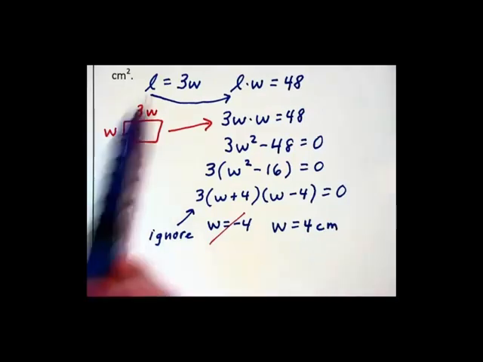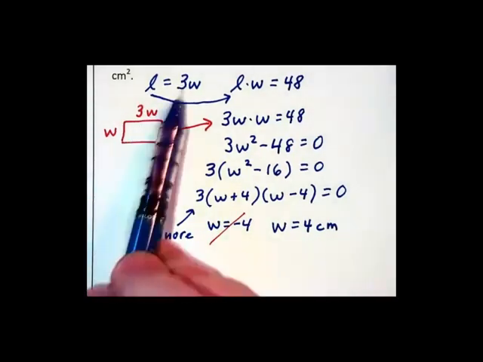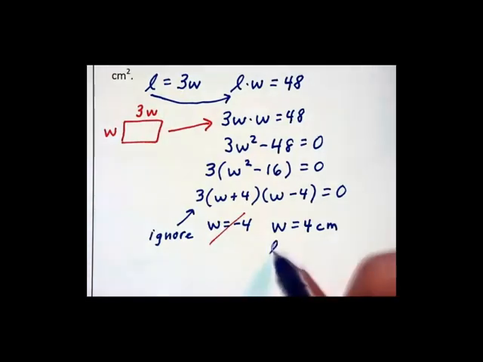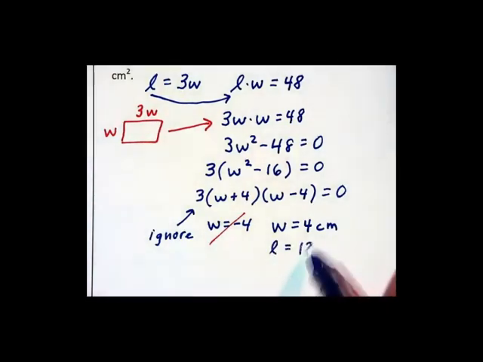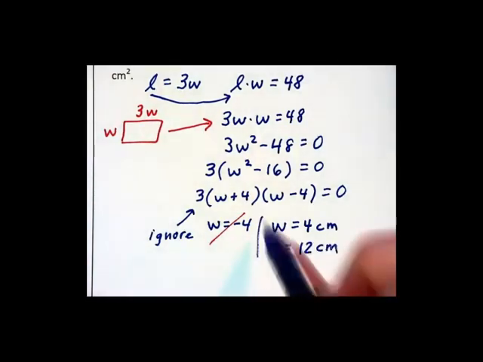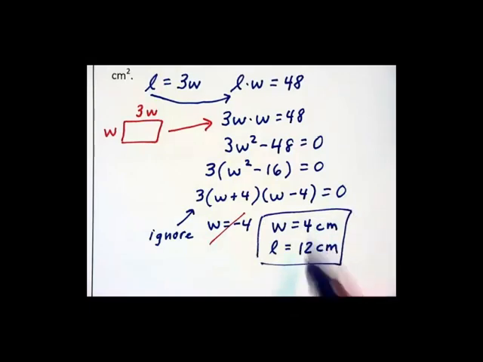And looking up at our picture, the length will be 3 times the width, which gives us a length here of 12 centimeters. That's 3 times the width, and notice the product is 48 and the area was 48 square centimeters for that. So that's consistent with our problem here.